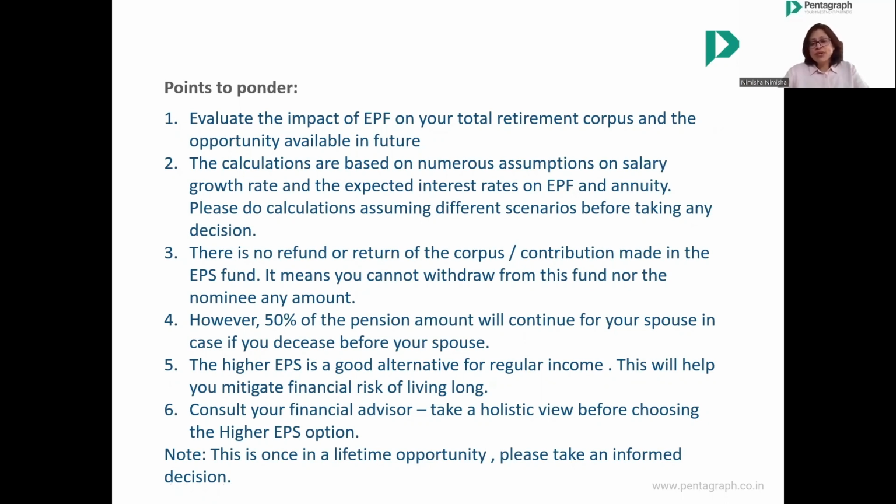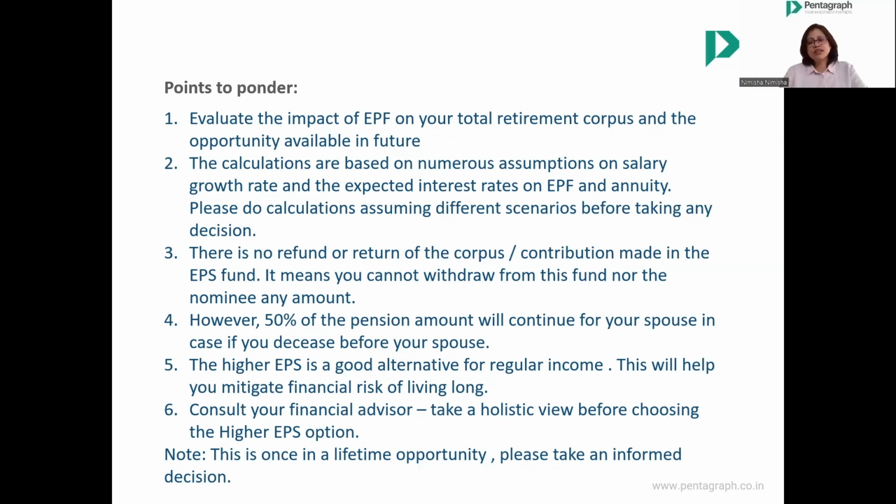Also, an important point to be noted here is that you continue to get 100% of the EPS as long as you are alive. In case something goes wrong with you, if you're deceased before your spouse, 50% of the pension amount will be continued as long as your spouse survives. There is no lump sum which is paid back to any nominee or any heir of yours. And the higher EPS is a good alternative as a regular income.